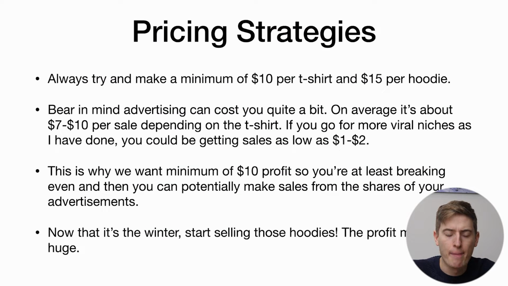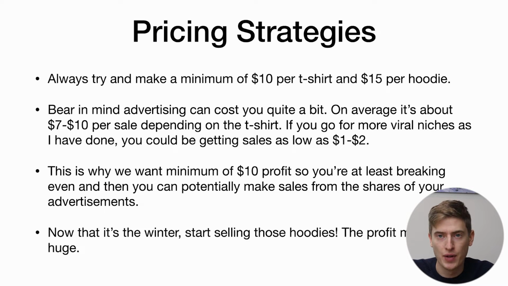Pricing strategies. Always try and make a minimum of $10 per t-shirt and $15 per hoodie. Bear in mind, advertising can cost you quite a bit. On average, it's about $7 to $10 per sale, depending on the t-shirt. If you want to go for more viral niches, as I have done, you could be getting sales as low as $1 to $2.